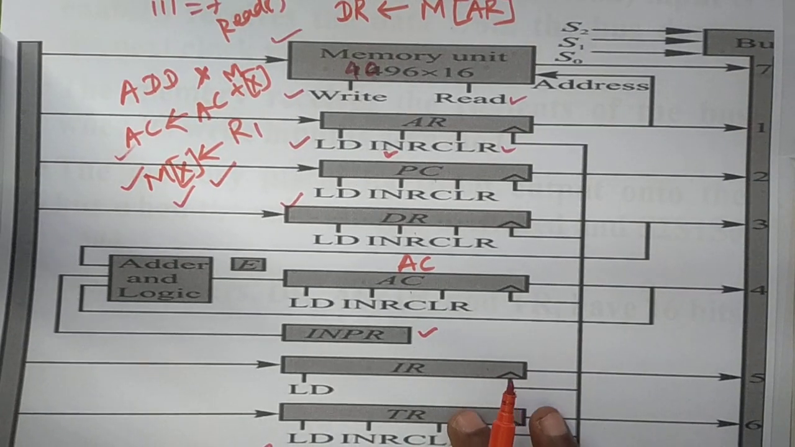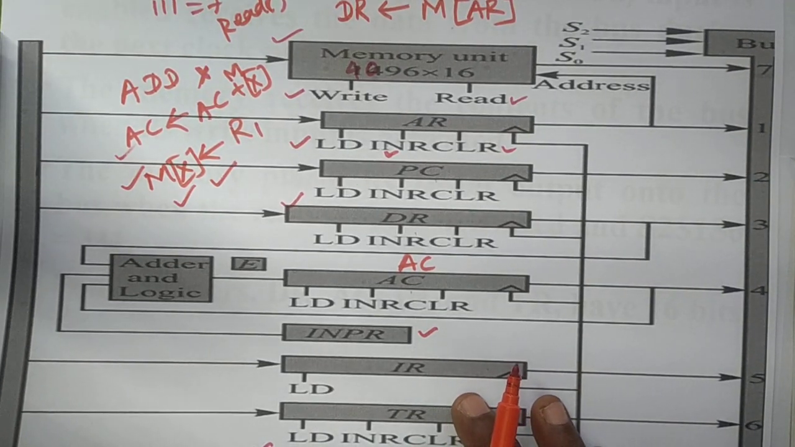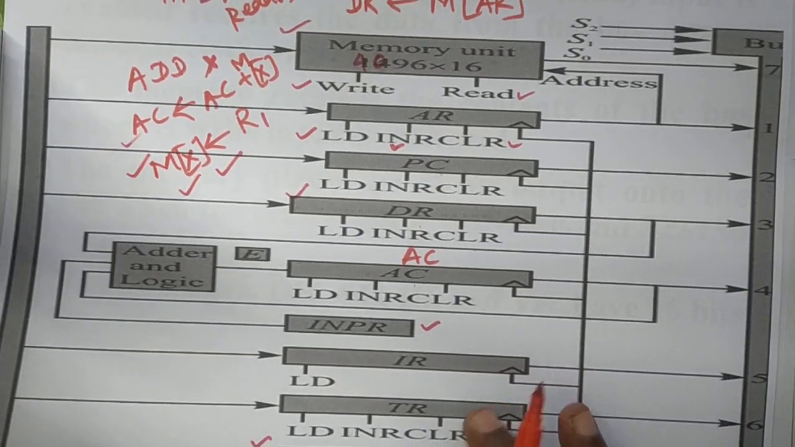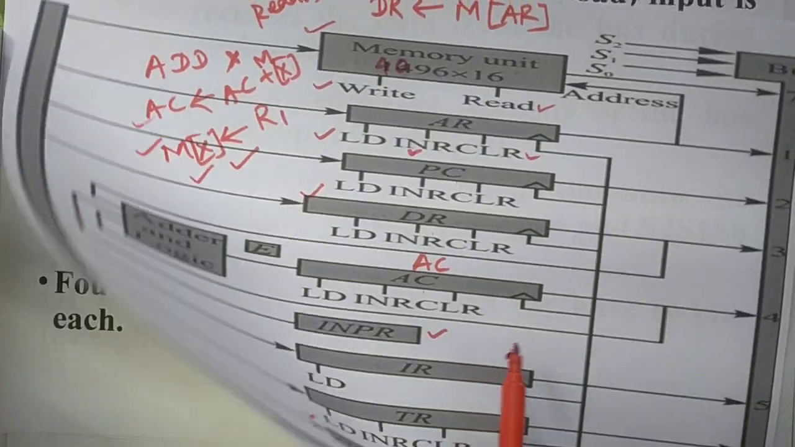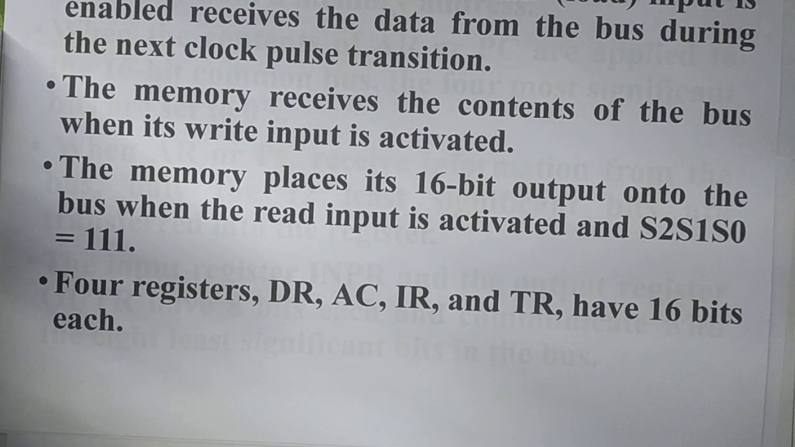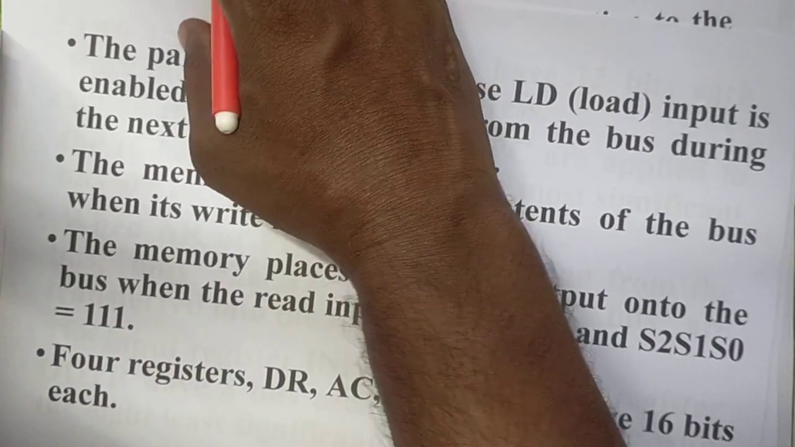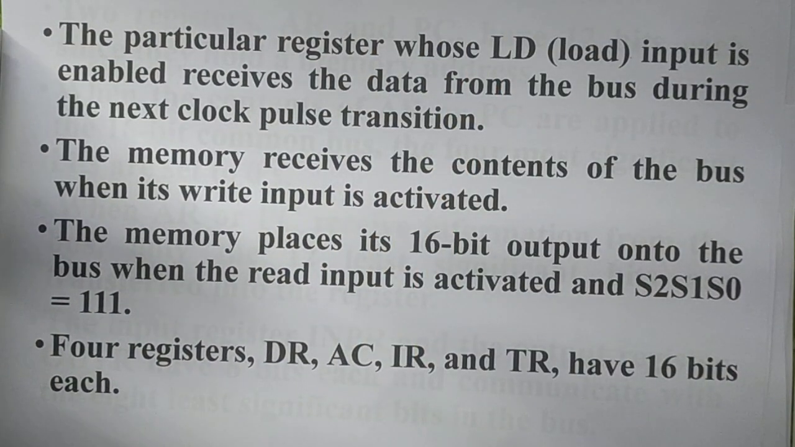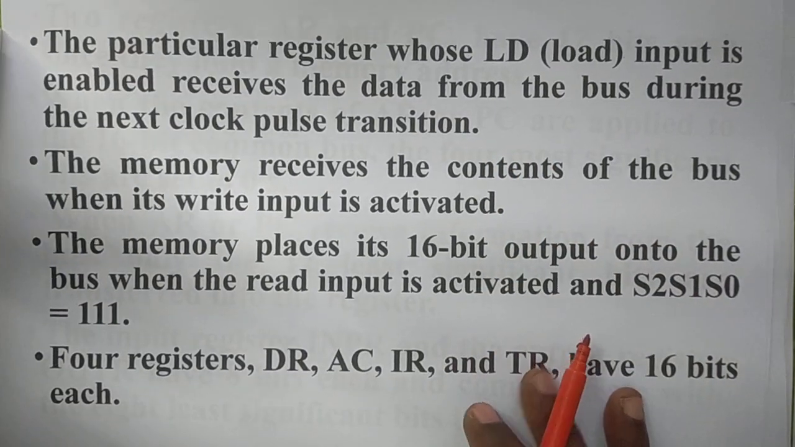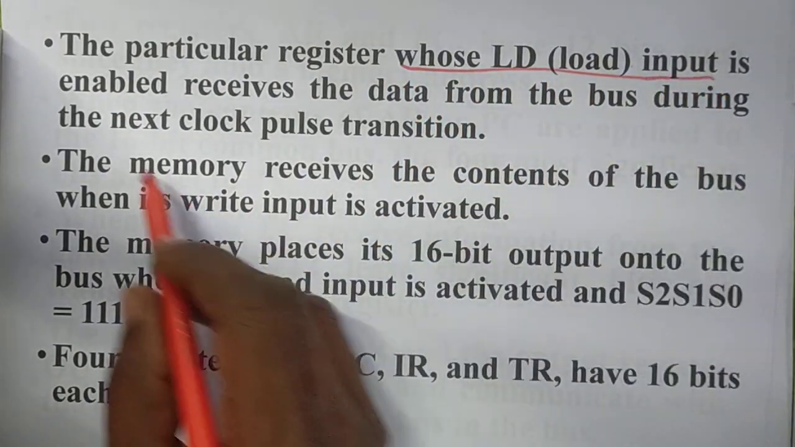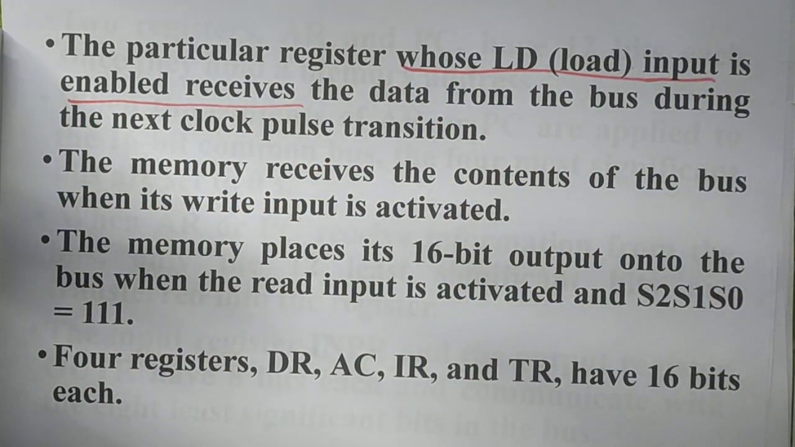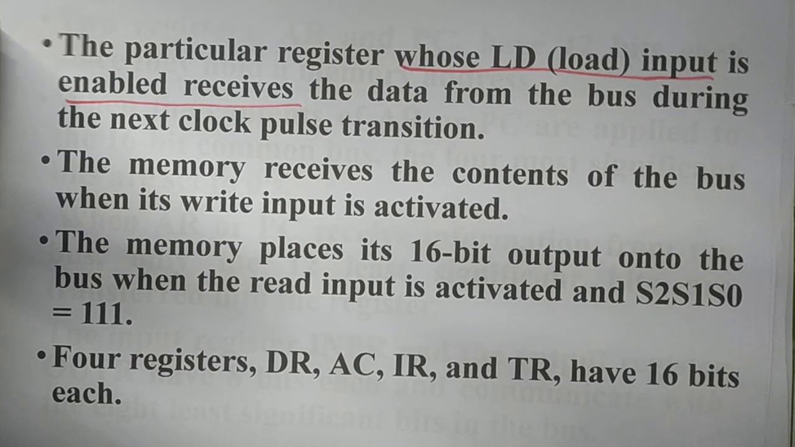You can also analyze how it is designed, how different operations can be calculated. Okay, so this is the basic concept. Again, some points we have to define. Now we see here, the particular register whose load input is enabled receives the data from the bus during the next clock pulse. Whenever the next clock pulse comes, the register that is required to load the data or load the inputs does so.